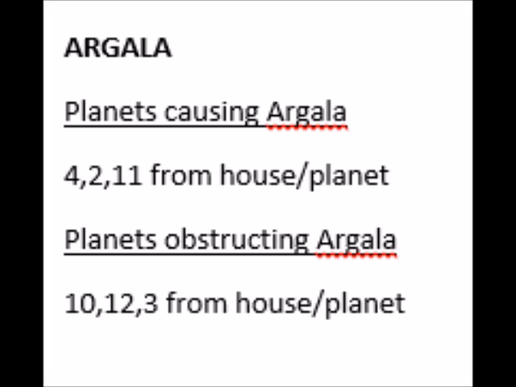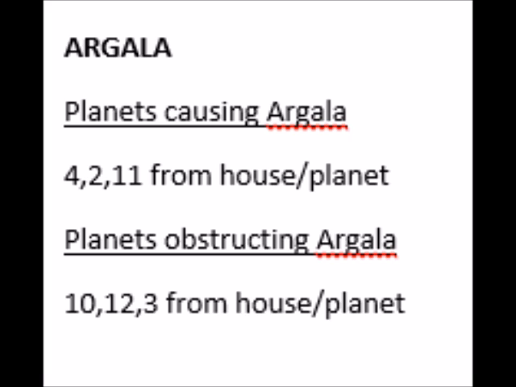And what Sage Parashara has said is, in case the Argala causing planet is more powerful than the obstructing planet, then the Argala causing planet will be more powerful and that effect will prevail. And in case the Argala causing planet is weaker than the obstructing or countering planet, then the obstructor or counter planet will be more powerful, will have more say, and will prevail in the situation. So be very, very careful.